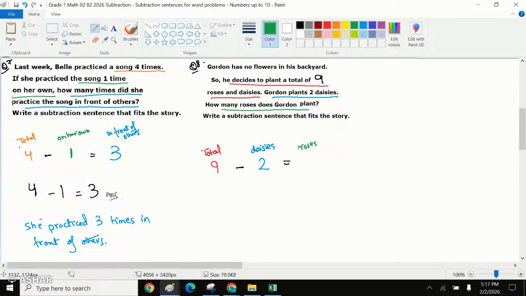9 minus 2 would be, we can do this through the working. We can write down the numbers 1, 2, 3, 4, 5, 6, 7, 8, and 9. How many do we need to subtract? We need to subtract 2, and we are left with 7. Agreed? We are left with 7. That means if the total plantation was 9, 2 were daisies, then 7 would be roses. So the subtraction sentence can be written as 9 minus 2 equals 7.